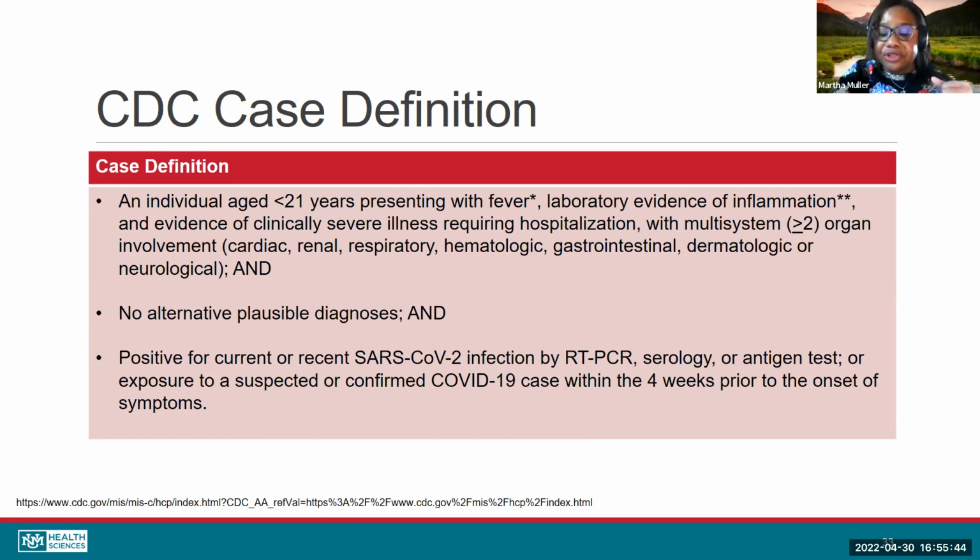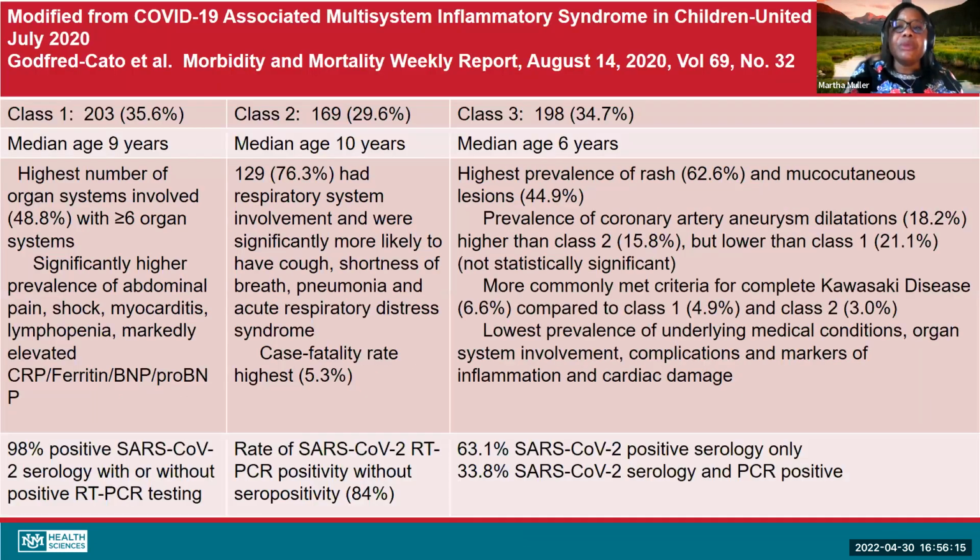There's no alternative plausible diagnosis, and the patients have to have some evidence of current or recent infection with SARS-CoV-2, or a known exposure to a suspected or confirmed COVID-19 case within the 4 weeks prior to the onset of symptoms, which can sometimes be tricky, right? Because in times of high community spread, that may happen and people don't really know that they've been exposed. I love this study that was reported from the MMWR in August of 2020.